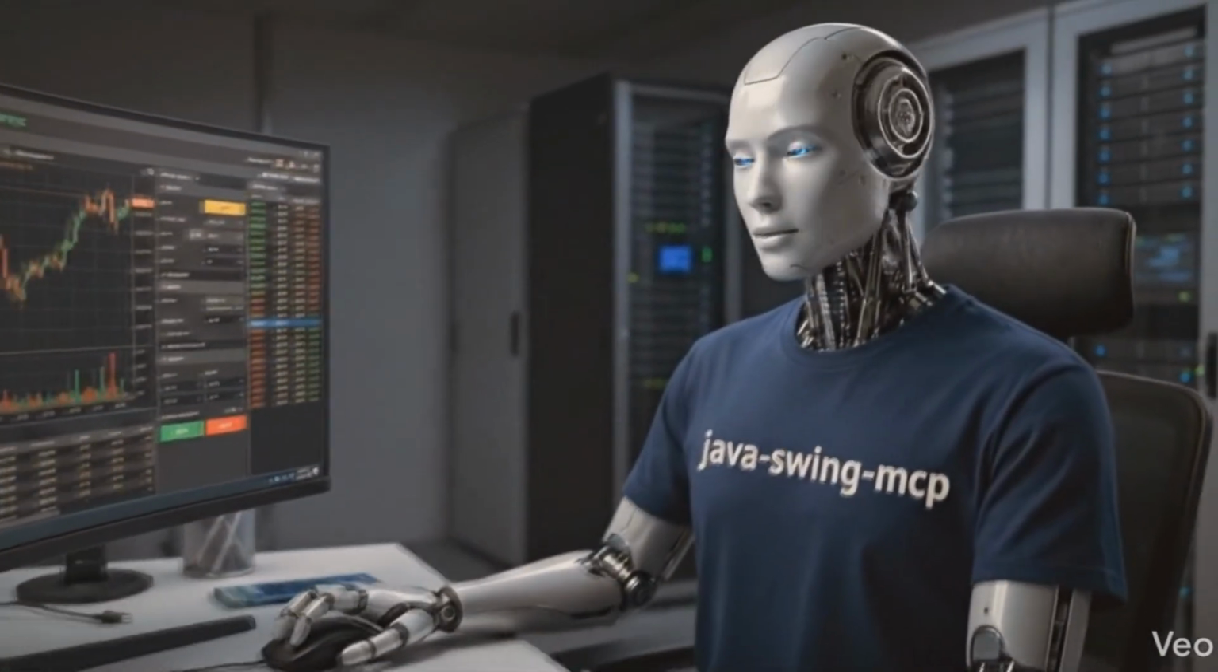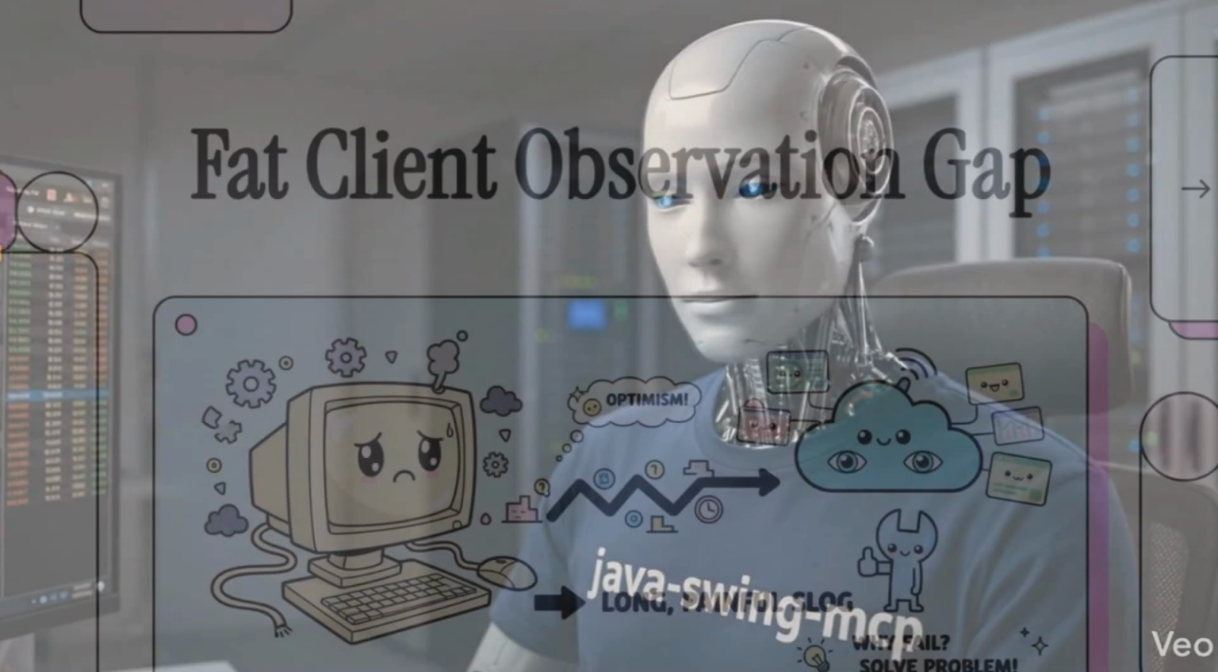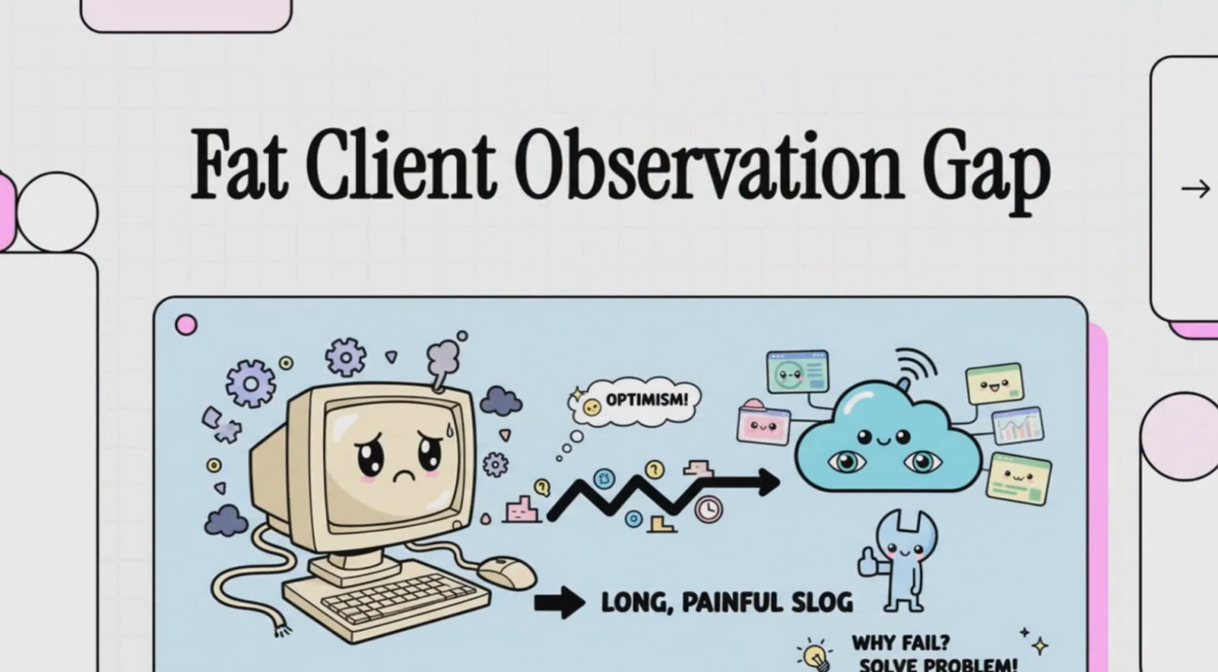Your fat client is a black box. I'm the server that lets AI see inside. When we're modernizing apps, AI agents have this huge advantage on the web. They can use things like the Chrome DevTools Protocol to get full programmatic access to an application's state.